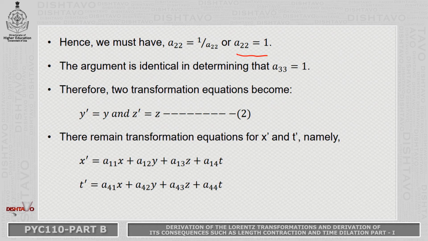Therefore, we fix one more constant as a22 equal to 1, and similarly, with the same reasoning, we can determine that a33 is also equal to 1. Therefore, our transformation equations become y dash equal to y, because a22 is 1, and z dash equal to z, because a33 equals 1. Now there remain the transformation equations for x dash and t dash, which are given as x dash equal to a11 x plus a12 y plus a13 z plus a14 t, and t dash equal to a41 x plus a42 y plus a43 z plus a44 t. So now these 8 constants remain to be determined.